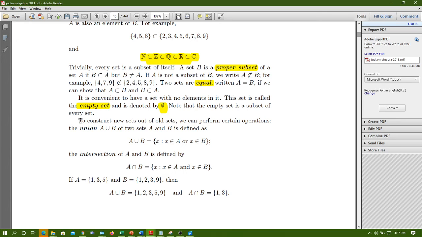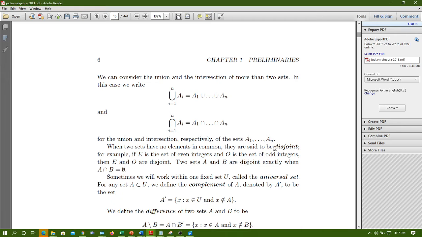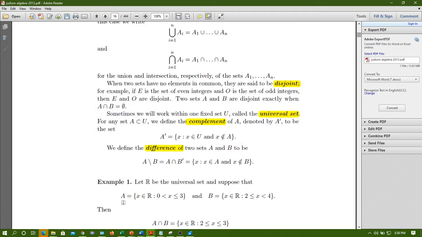So to construct new sets out of old sets, we can perform certain operations on sets. What are these? Union and intersection. We have also disjoint. If two sets don't have common elements, they are said to be disjoint. We have universal set. We have also complement. And we have also the difference of two sets.